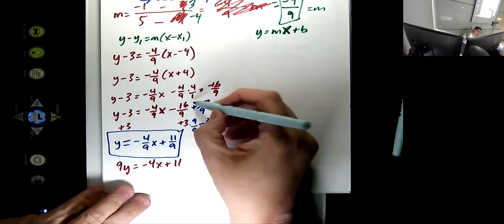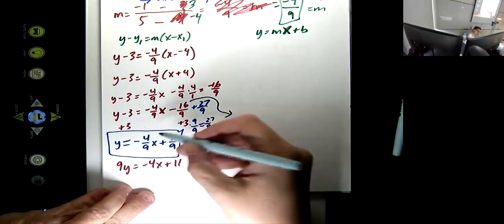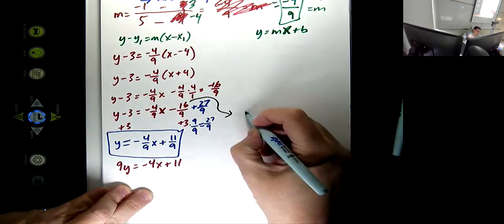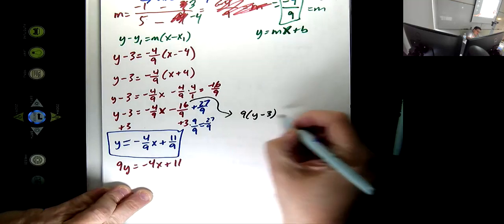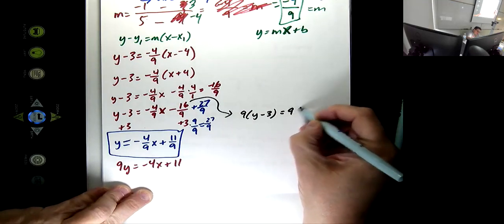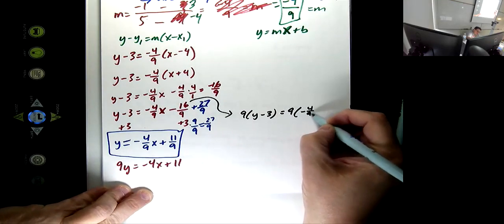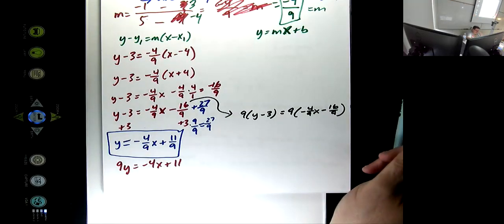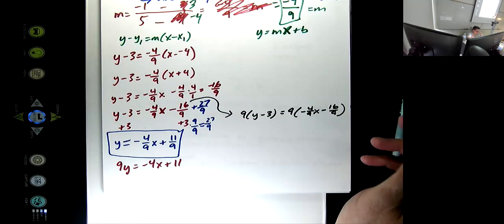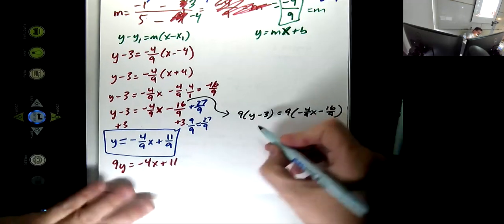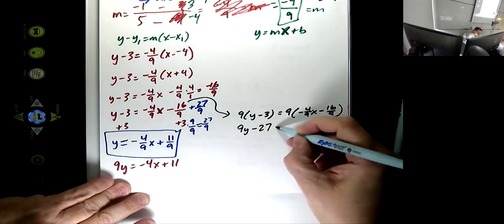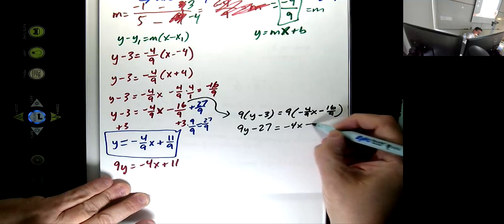Let's rewind this and do this. Rather than adding 3, let's clear the fractions by multiplying by 9. So I'll have 9 times that side and 9 times this side. If you don't like working with the fractions, don't. It requires more work, but we can avoid the fractions. This becomes 9y minus 27 equals -4x minus 16.